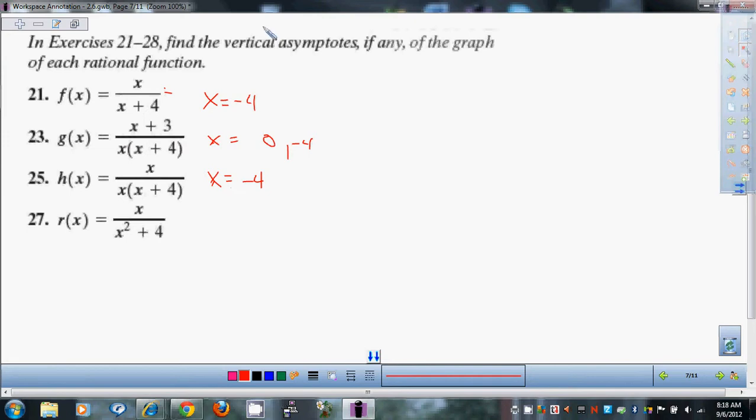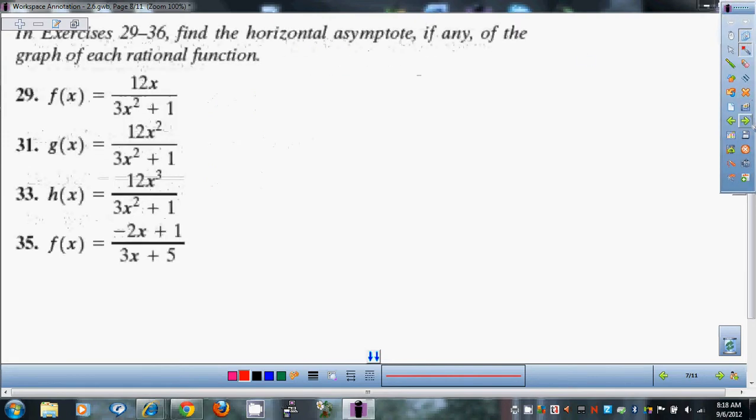Horizontal asymptotes. Okay, you need to make a little bitty chart in your notes. There's a horizontal asymptote chart. We'll call it the hack chart. There's only 3 possibilities for horizontal asymptotes. Only 3.